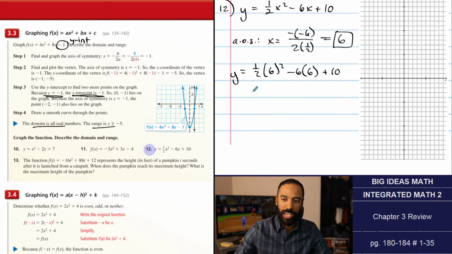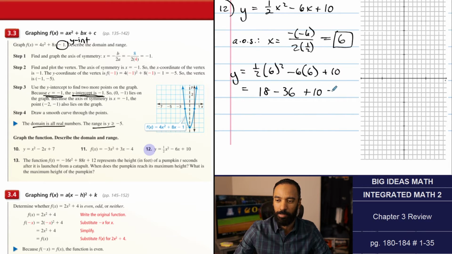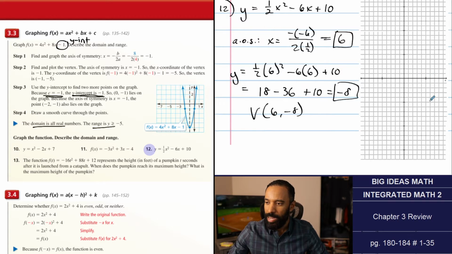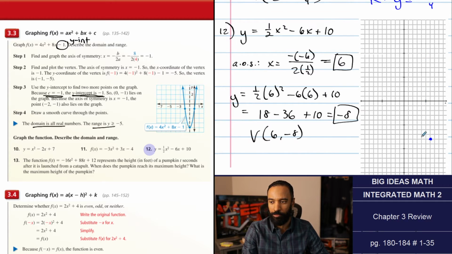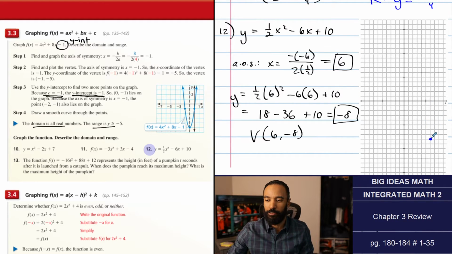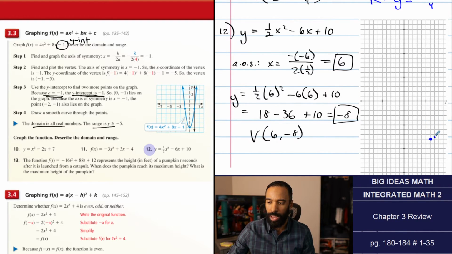6 squared is 36. Half of that is 18. 18 minus 36 is negative 18. Negative 18 plus 10 is negative 8. So we got a vertex at 6, negative 8. Easy plotting. 6, negative 8. Now, this will run off the graph a little bit when it comes to, like, stretch factor's 1/2, so I'm going to be able to fit a lot on the left side. On the right side, I'm going to run out of room after 4 or so points plotted. So half of my heights, instead of 1, 1, it's 1, 1/2.